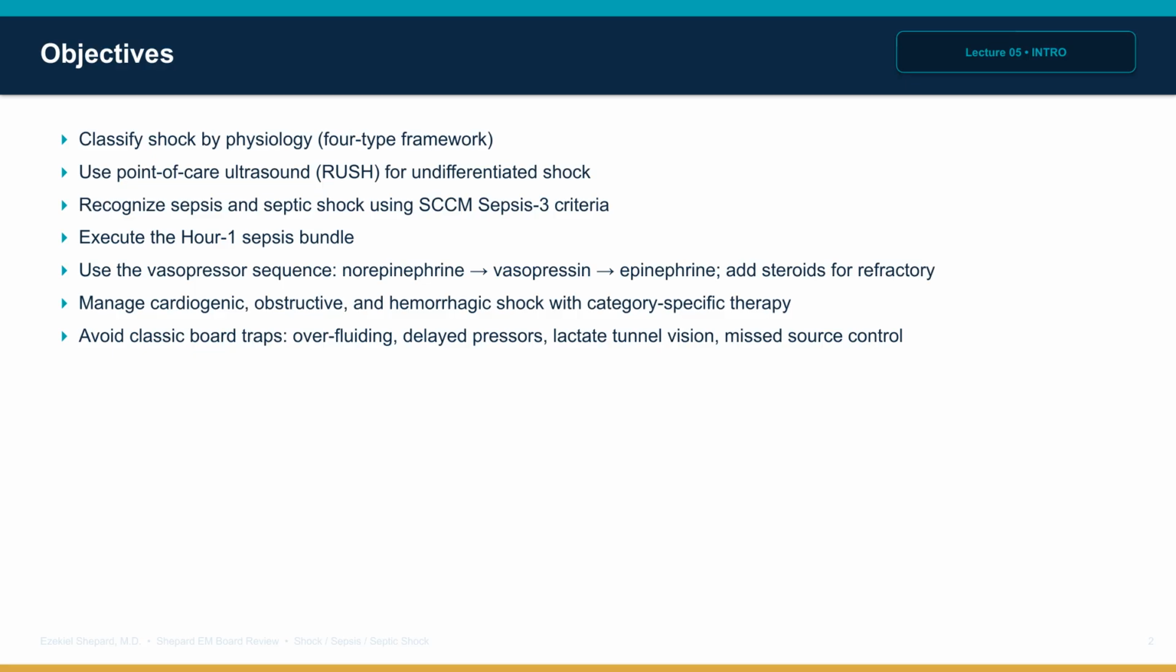Sixth, manage cardiogenic, obstructive, and hemorrhagic shock with the right therapy for the right physiology. And seventh, avoid the classic board traps: overfluiding, delayed pressors, lactate tunnel vision, missed source control, and misclassifying shock type.